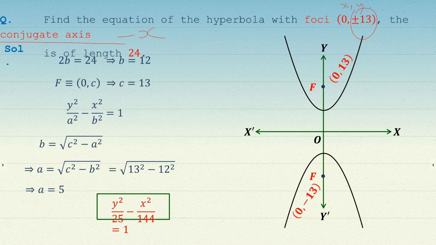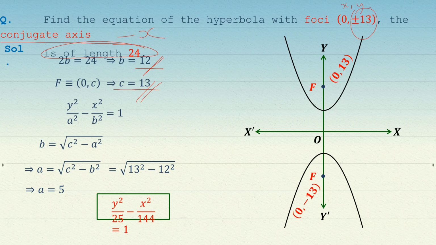The conjugate axis length is 24. They have given the value of 2B actually. The length of the conjugate axis is going to be 2B. So 2B is equal to 24, so B is equal to 12. Using my focus, my C value is 13. Using B equal to 12 and C equal to 13, we are able to find the A value, guys.